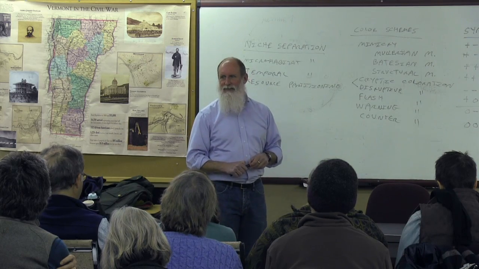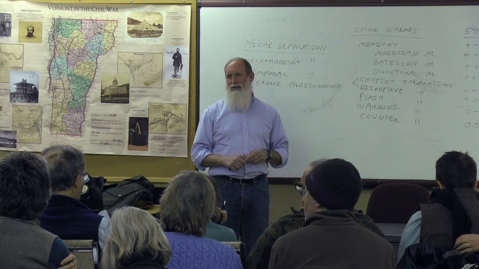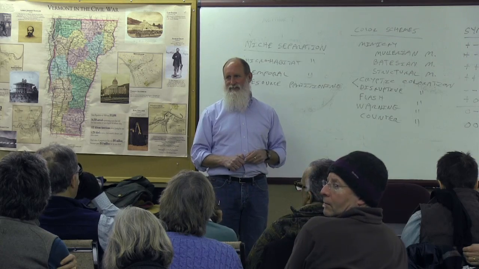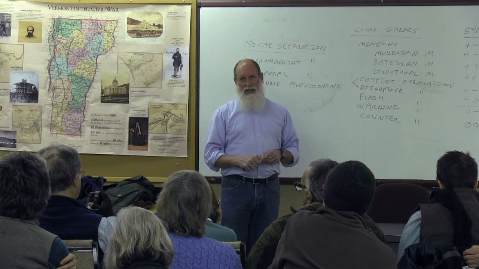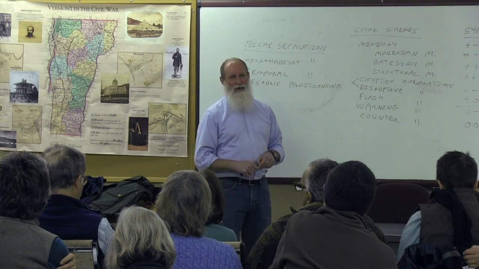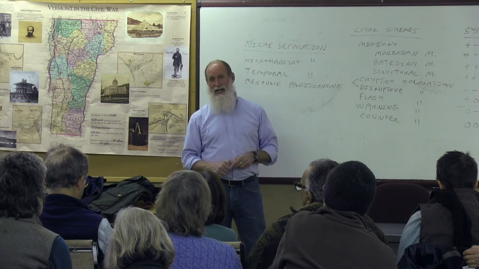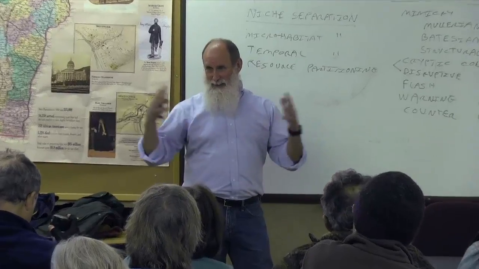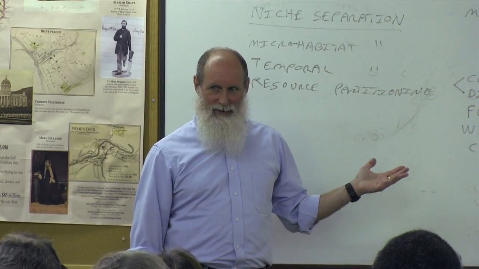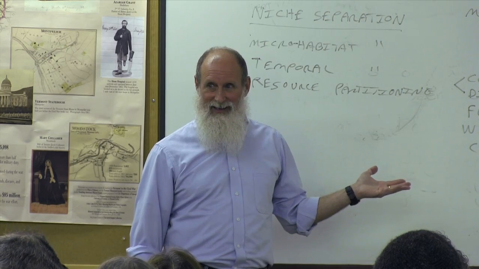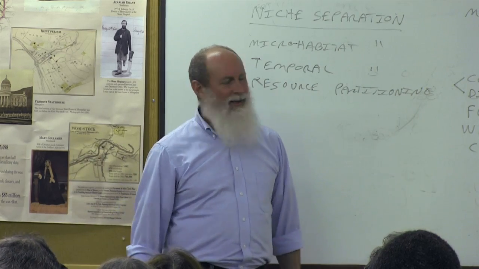Doesn't, when you talk about more specialization and narrower niches, doesn't that lead to more vulnerability then? Because a disruption in the system would... It can lead to more vulnerability. So we'll see when you get large-scale new disturbance happening, like what humans are doing, it's the specialized organisms that are really having trouble. They're the ones that are going extinct. The generalists are doing fine.